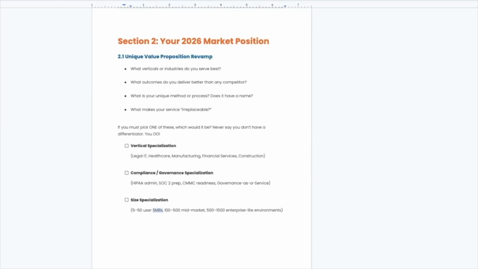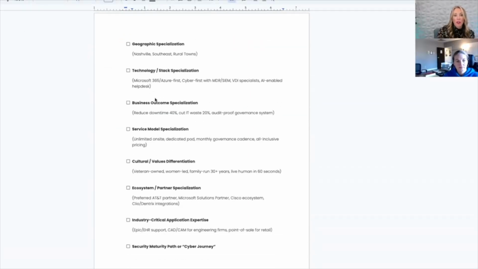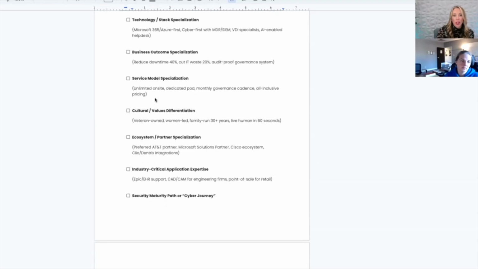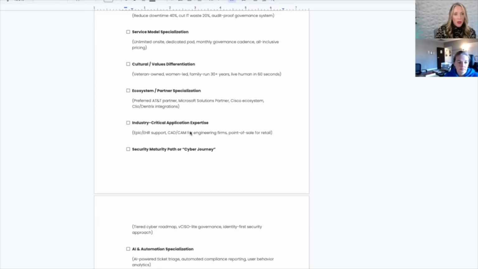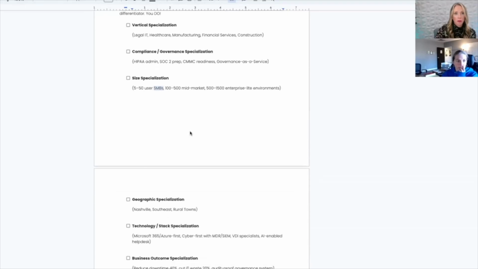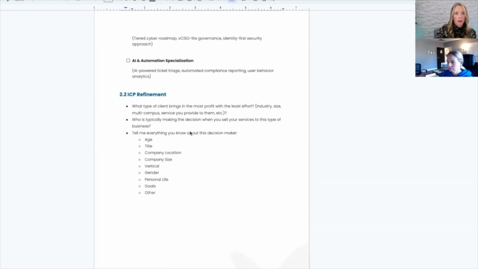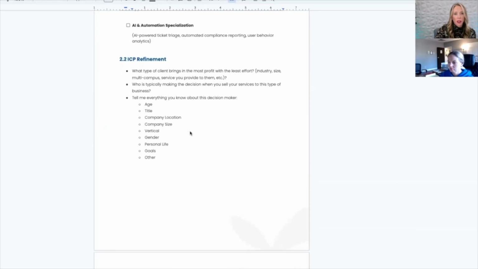So go ahead and jot down here what verticals or industries you serve the best. It could be that it's not just healthcare. Maybe it's a specific compliance niche that you serve. So make sure any of these that you've considered, or even feel free to add. But you see here, there's lots of different ways. We don't have to just specialize in a vertical. We can specialize in a lot of different things. So go ahead and check the box if there are some things that you feel like, hey, this is me. I'm giving us a few minutes to do that.